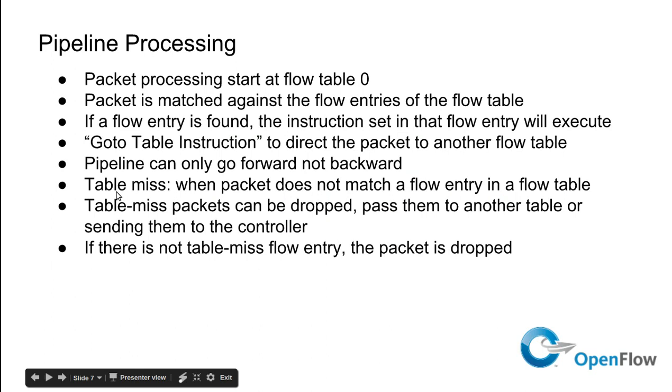And we will have, of course, something which is called a table miss. So if we don't find any flow entry in our table, we should specify what will happen in this case. So we will probably specify that we drop the packet, for example, if we don't find any flow entry in our flow table, or pass it to the controller, or pass it to another table. But if we don't have any table miss flow entry, the packet will be dropped.